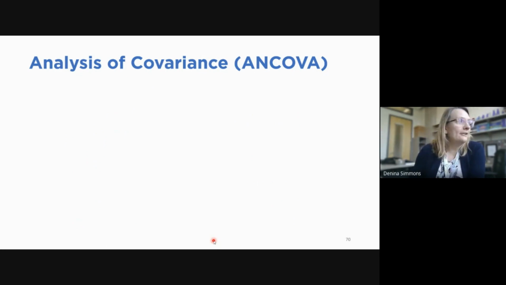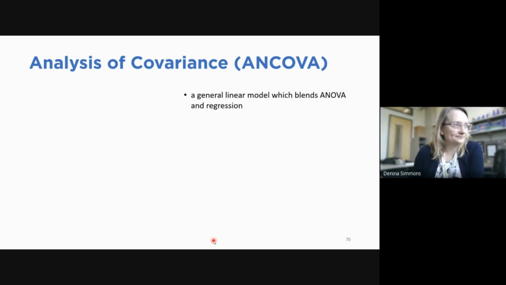Okay, now analysis of covariance. This is when you can kind of blend a linear model with an ANOVA. So it's like ANOVA and regression.